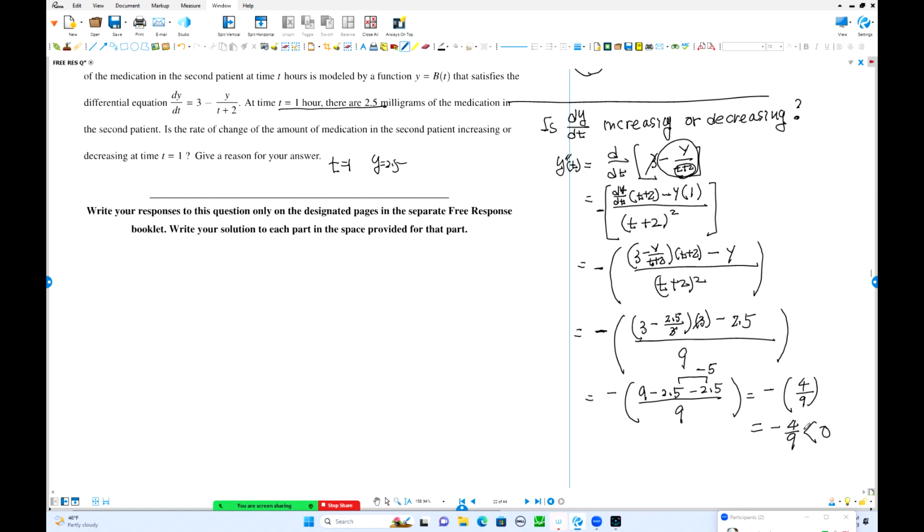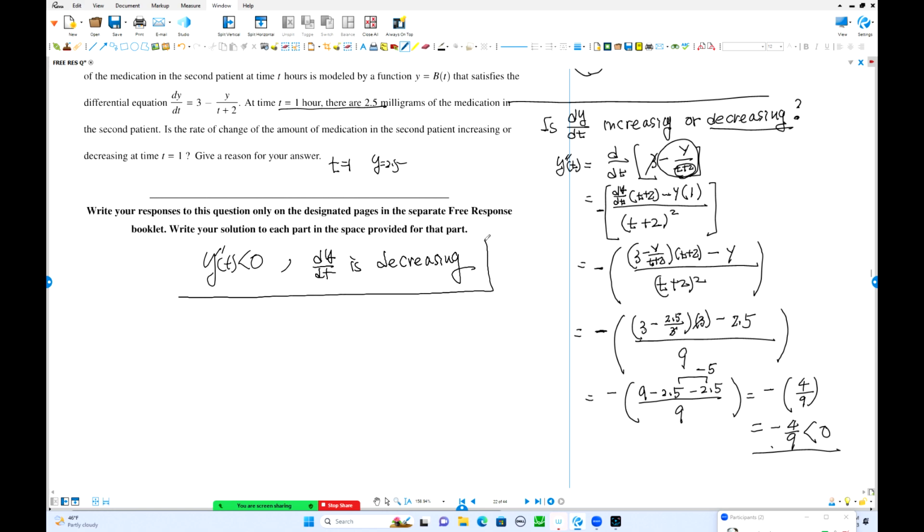Are you okay with this? This is less than 0, which means the second derivative is less than 0. The first derivative is what? Decreasing. Are you okay with this? If the second derivative is less than 0, then the first derivative dy/dt is decreasing. That's the answer.